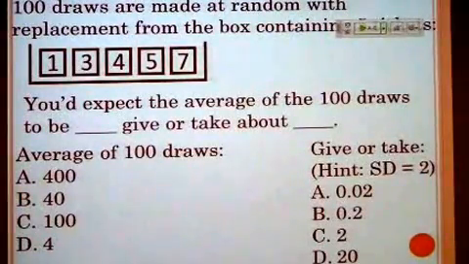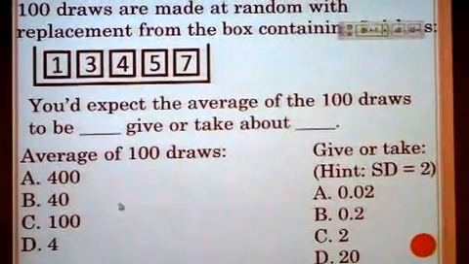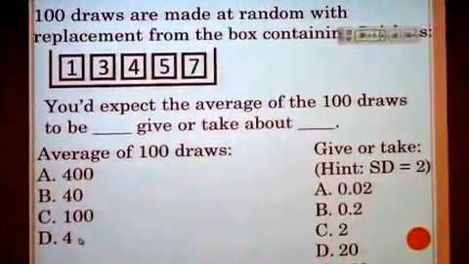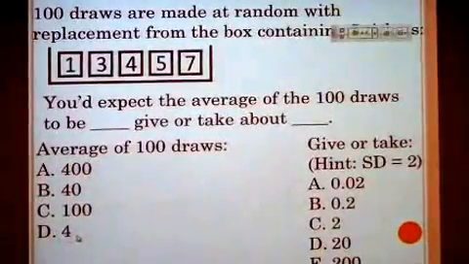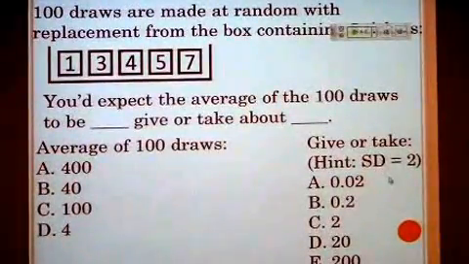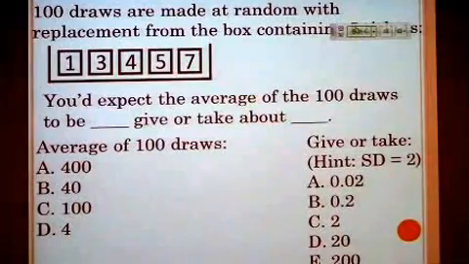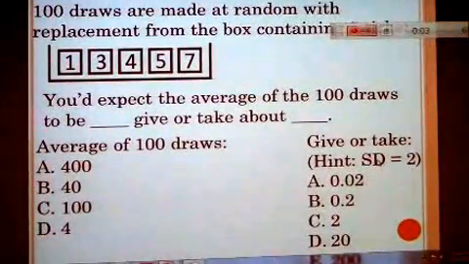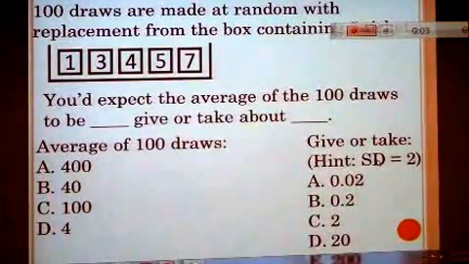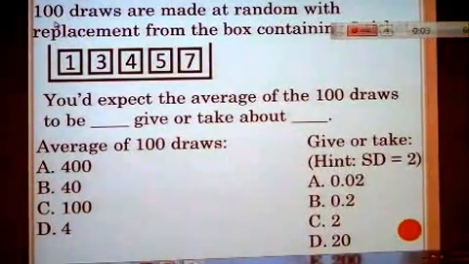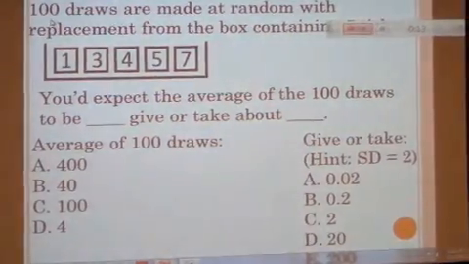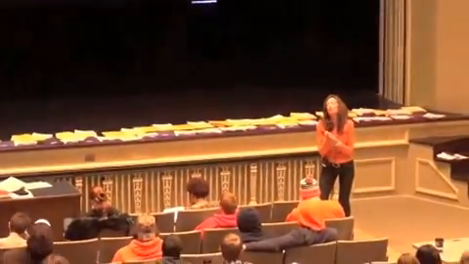Now, we already did this one. You'd expect the average of the 100 draws to be 4. That's 4. Now let's do this one. Give or take what? So now you want the standard error of the average. The SD is 2. The question is, are you going to multiply by the square root of n or divide by the square root of n? There's your n, 100. The standard error of the sum, you multiply by the square root of n. The standard error for the average, what do?